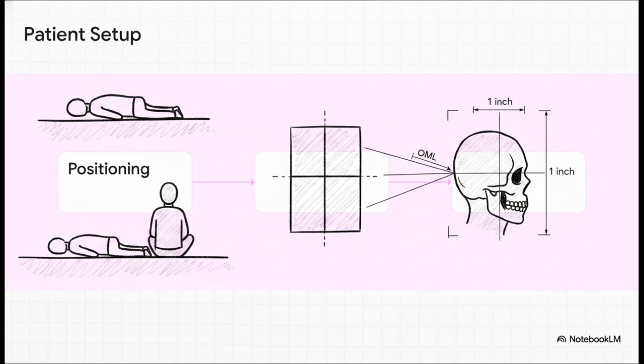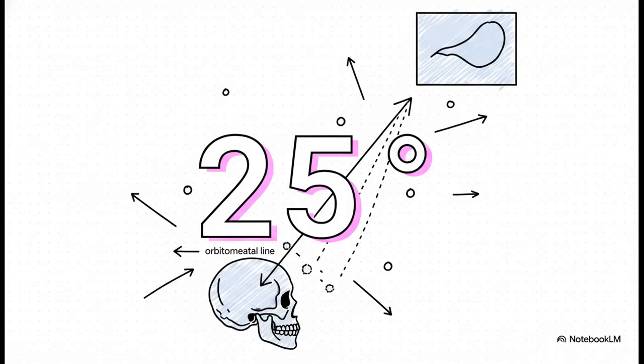Now, step 3, this is where the magic happens. You need to flex the patient's head until the orbitomeatal line, the OML, is perpendicular to the IR. That specific flexion is absolutely critical for setting up our central ray alignment, while, of course, maintaining your collimation borders of 1 inch all around the skull. And that brings us to the magic number 25.